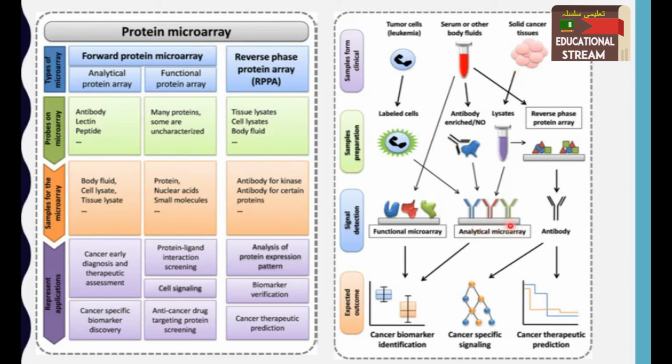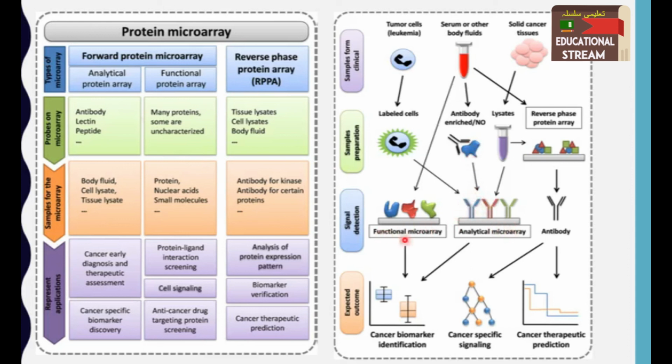For the analytical microarray, we need to spot the antibodies on the solid surface, and then different proteins or different small molecules can be taken from the labeled cell. This is the tumor cell, which is leukemia, and it is labeled, and it can be used as a sample for the analytical microarray. We can also obtain different proteins or antibodies which can be enriched from the serum or other body fluids, and they can be used as a sample for the analytical microarray.